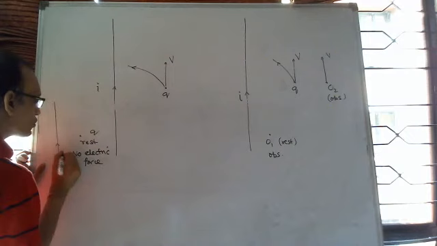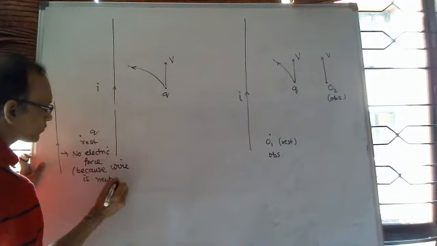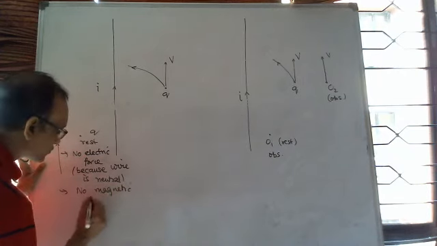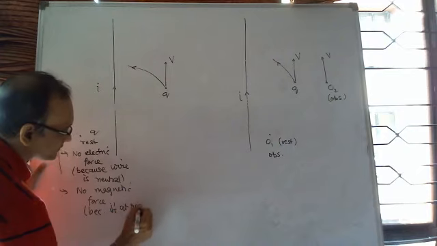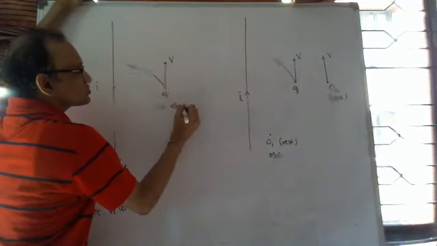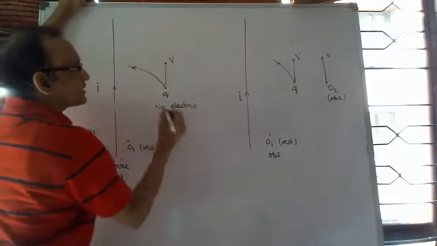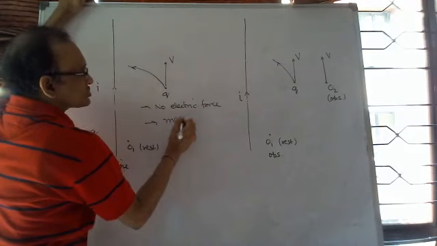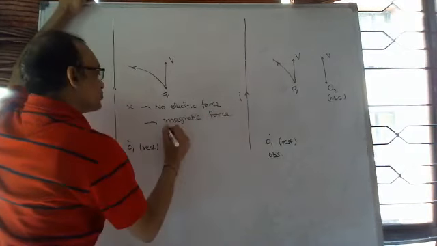Why? Because the wire is neutral. And no magnetic force because it's at rest. In this case, no electrical force. This is all with respect to an observer O1, which is at rest. No electric force, for the same reason, because this is electrically neutral. And magnetic force because of motion.